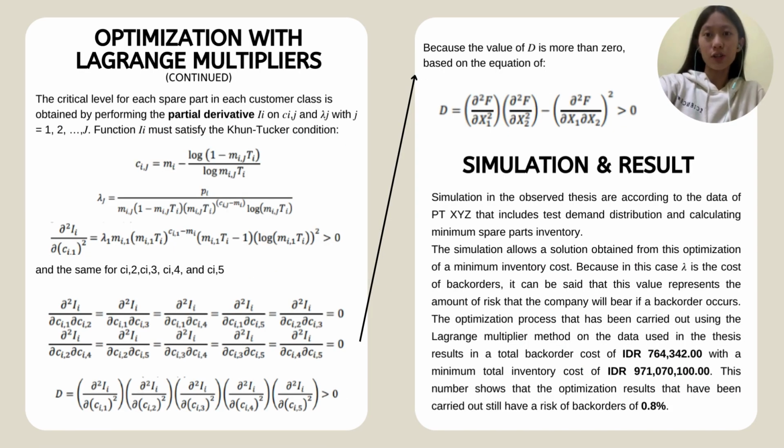Okay, so this is the continued version from the previous slide. The critical level for each spare part in each customer class is obtained by performing the partial derivative. So in here, the formula contains a partial derivation, and the Ci1 formula is the same for Ci2, Ci3, Ci4, and Ci5. And by this formula that is stated on the left side of the slide, we can see that we can obtain the value of D is more than 0 based on the equation that is stated on the top right side of the slide.